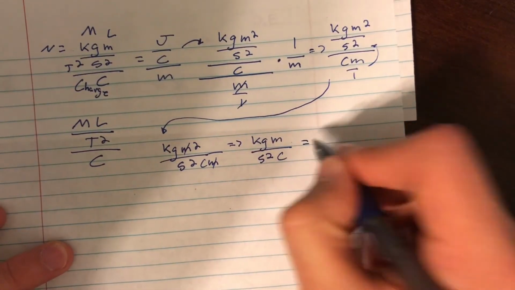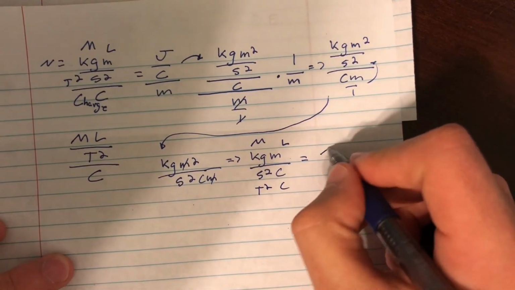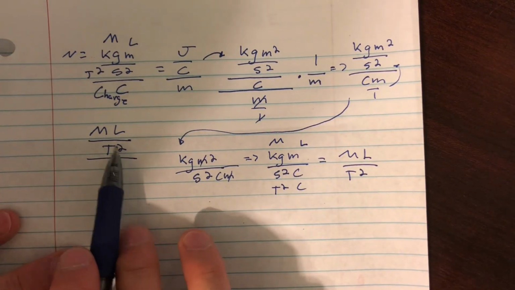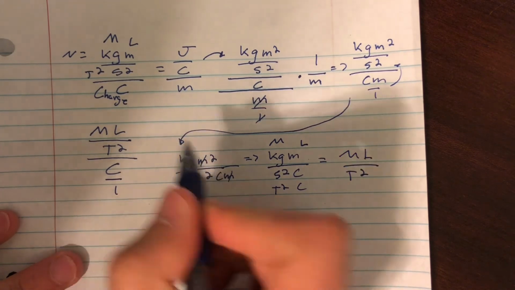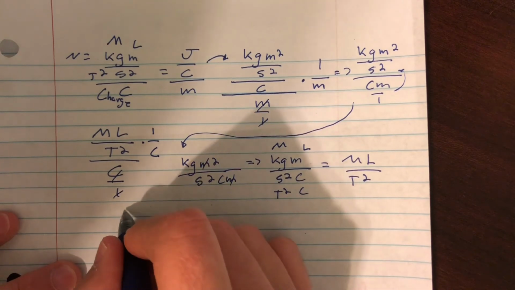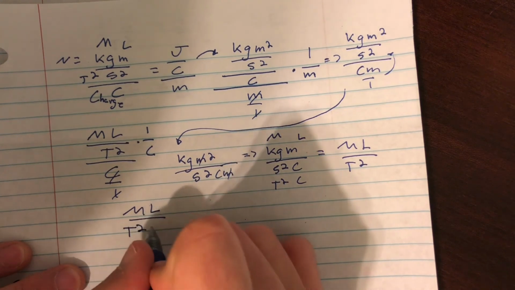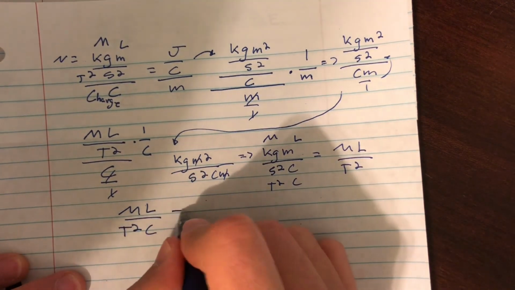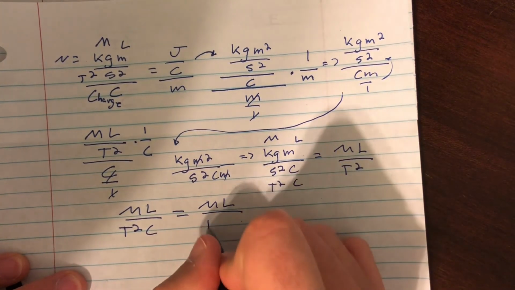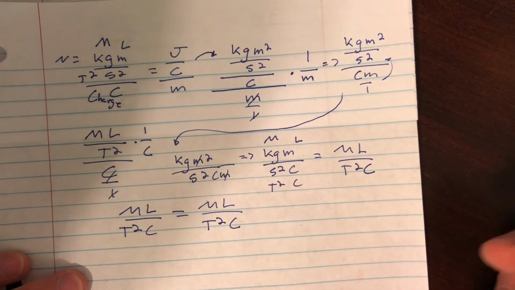Here's something interesting. If we broke this up, this is mass, length, time squared, and then charge. Mass, length, time squared, and then charge. Well, does that match this? It does, because we can flip this charge up one more, so this is multiplied by 1 over C. That goes away. So we have mass times length over time squared times charge. And that is dimensionally equivalent to mass times length over time squared times charge. I think I forgot the little C there.